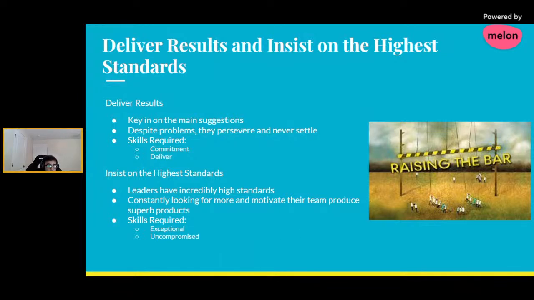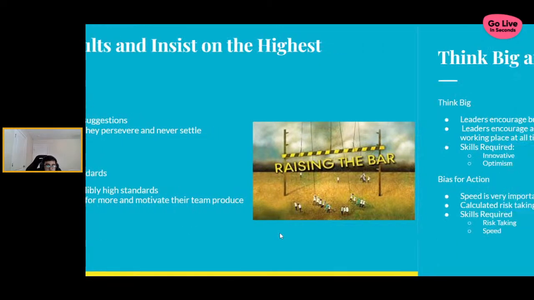Next is insisting on the high standards. So this is where leaders have incredibly high standards and are constantly looking for more and motivating their team to produce superb products. The skills required for this are being exceptional and uncompromised.